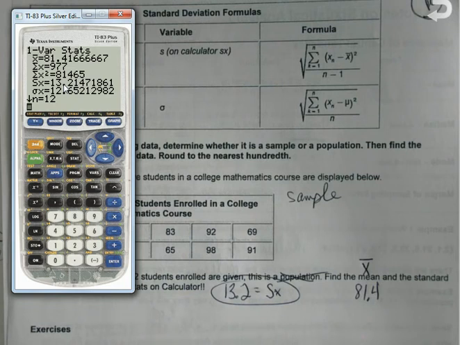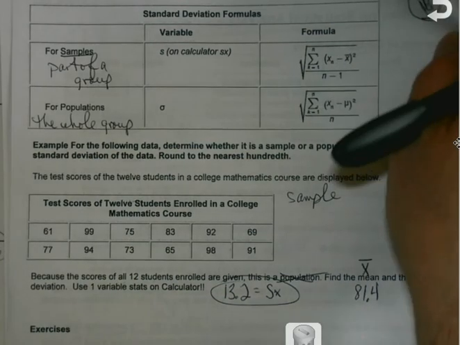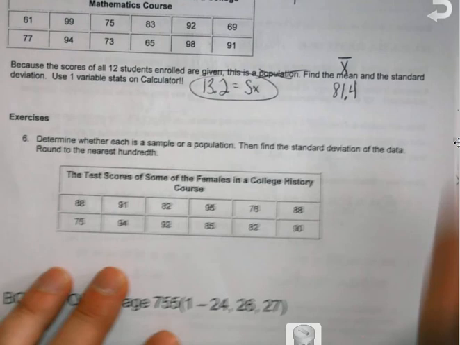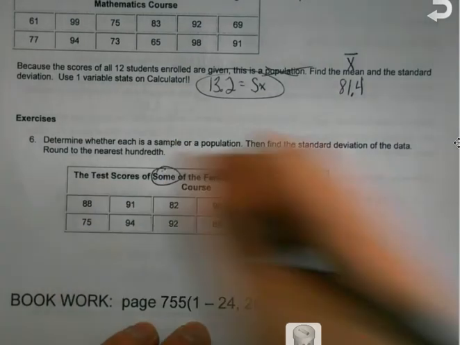All right, then we're just going to do one more of these, and then I think we're in pretty good shape. This first day is not too bad. We get to play one more time here. Determine if this is a sample or a population. Then find the standard deviation of the data, rounded to the nearest hundredth. Is this one going to be a sample or a population? Sample, because we got some.